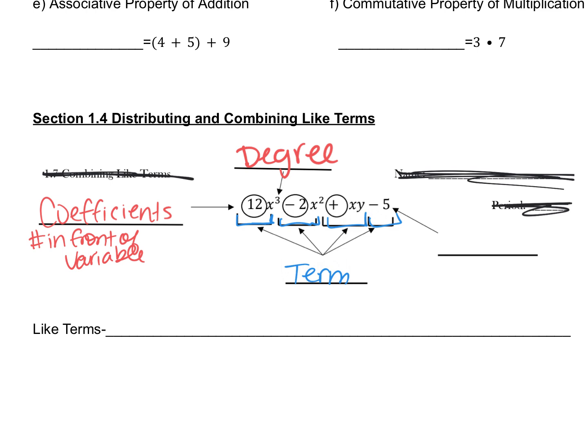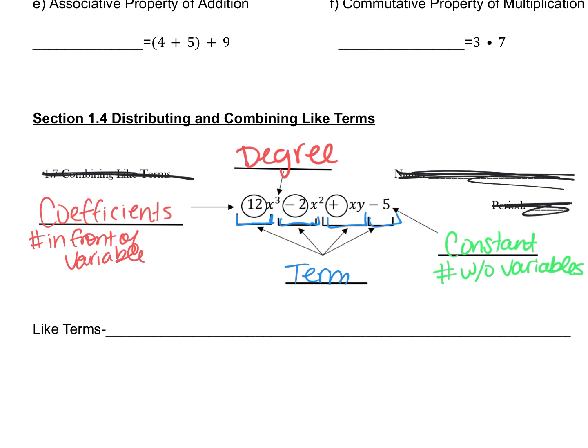Okay, and then the last piece is the number without a variable, which is called your constant. And we'll just write number without a variable. And usually, if it's written in standard form, it's at the end. Okay, so those are all of the parts that we're going to be talking about with these polynomials. So now let's talk about what are like terms.